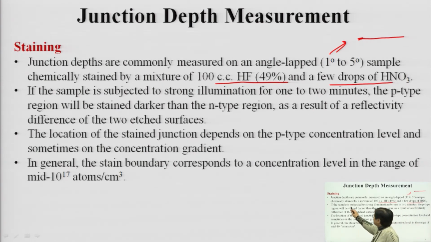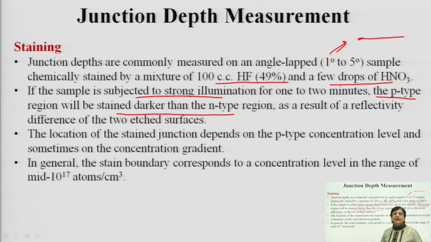And what you will do is, the sample is then subjected to strong illumination for 1 or 2 minutes. Now, what will happen in that case? Whatever is that small etched away area at an angle, when exposed to this stain or dye, will show some particular properties. The area having p-type impurity will get stained darker than the n-type impurity, and that is because of the specific properties of the dopants or the reaction of those dopant species with the material that is used for staining.